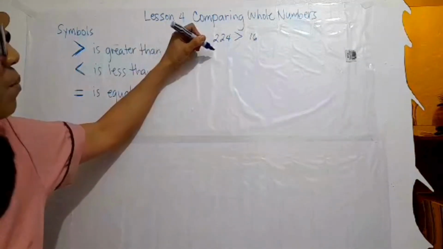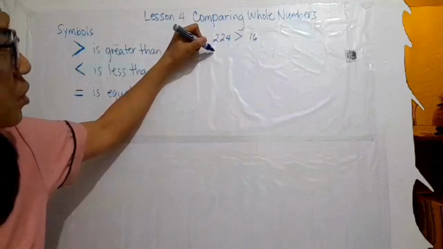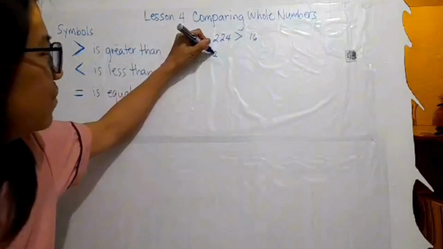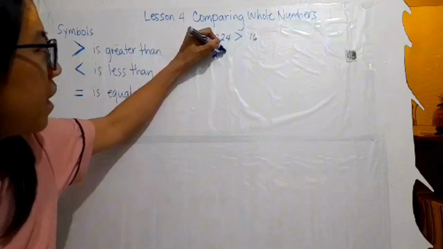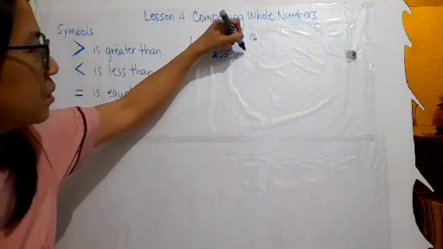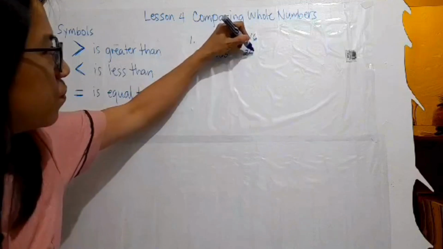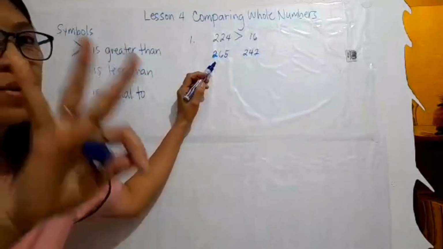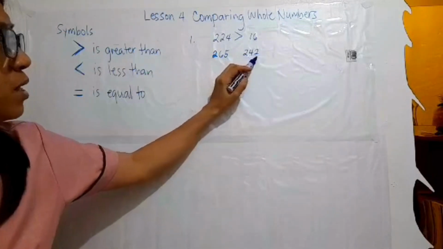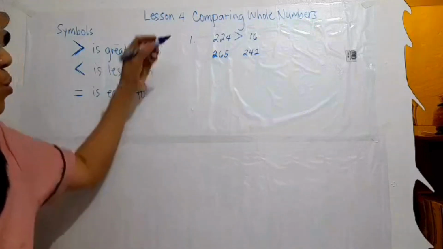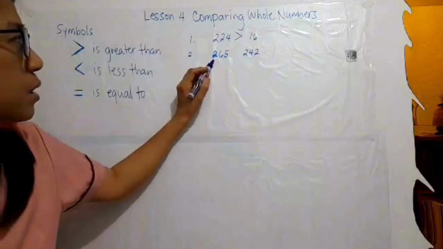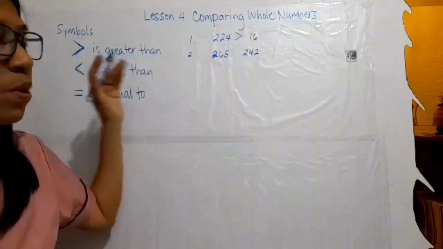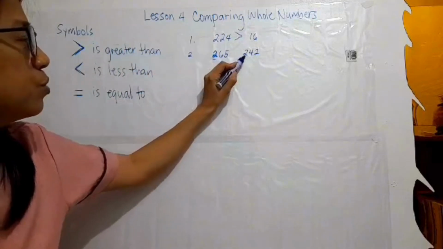Now, what if they both have the same number of digits? Let us take, for example, 265 and 242. Okay, so if we count the number of digits, they both have 3. 1, 2, 3 and 1, 2, 3. So the next rule would be to look at the first digit, or the digit in the leftmost part. Okay, so that will be 2 and 2.